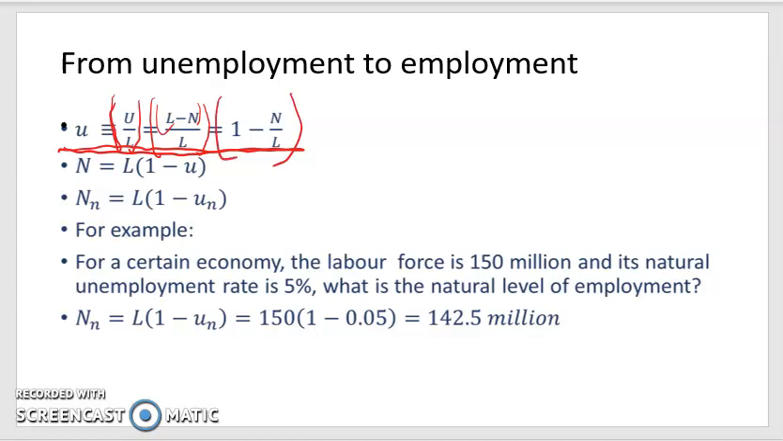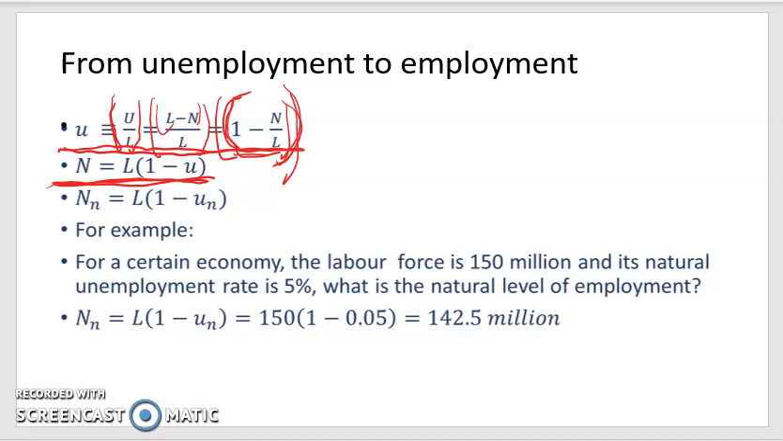The third part of the equation follows from simplifying the fraction. Putting everything together, we conclude that our unemployment rate is given by 1 minus the ratio of the employed to labor force, this fraction here. Rearranging to get employment in terms of the labor force and unemployment rate, we get this equation where employment is equal to labor force times 1 minus the unemployment rate.